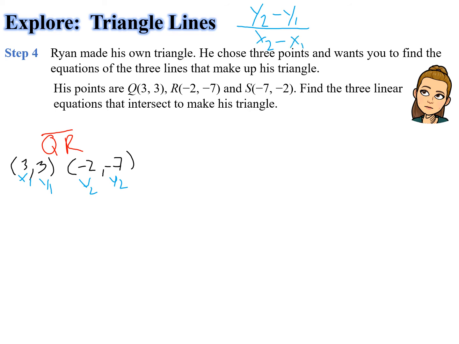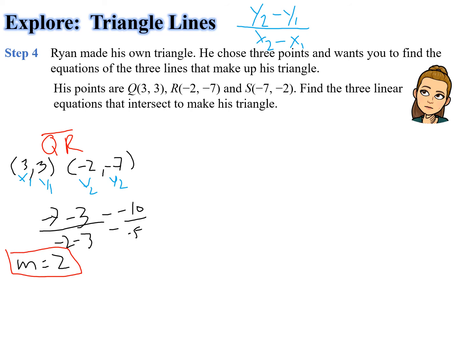When I plug in my pieces, I get -7 minus 3 over -2 minus 3. Well, -7 minus 3 is a -10. -2 minus 3 is a -5. So I know that my slope is going to be, well, negative over negative. My slope is +2.